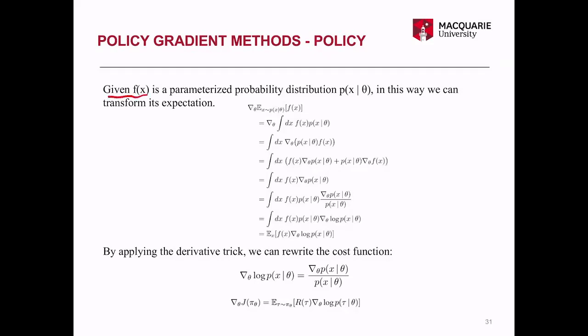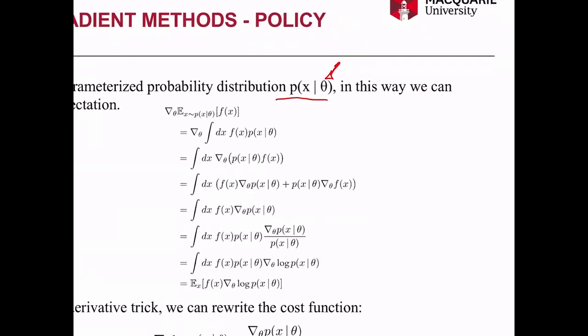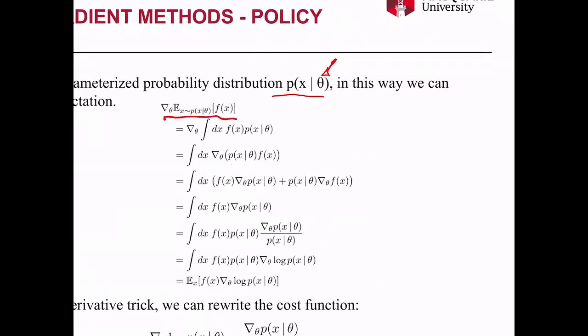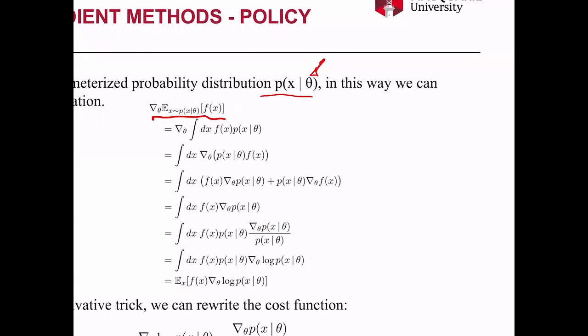So given f, it's not necessarily something reinforcement learning related. Just assume that we have a function called f, parameterized by a probability distribution p of x given theta, and we're trying to take the gradient of this expectation. Clearly, it's not directly possible. So imagine that f is a continuous function. If you use the integration definition of the expectation, you get this. You distribute the gradient inside, and here we have the product rule.